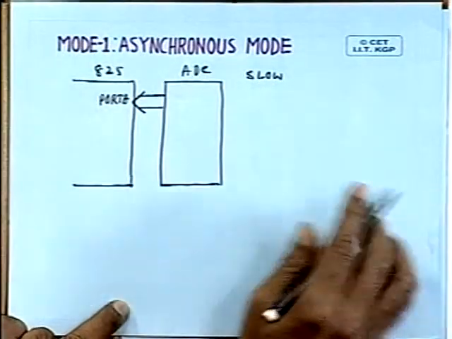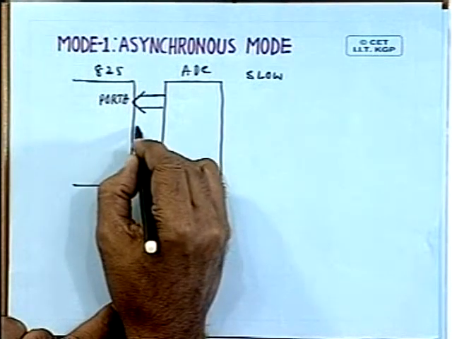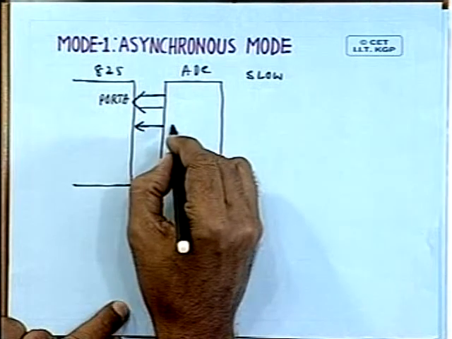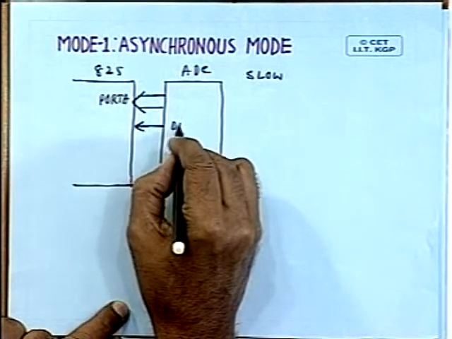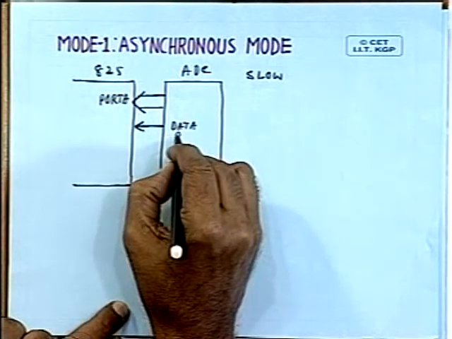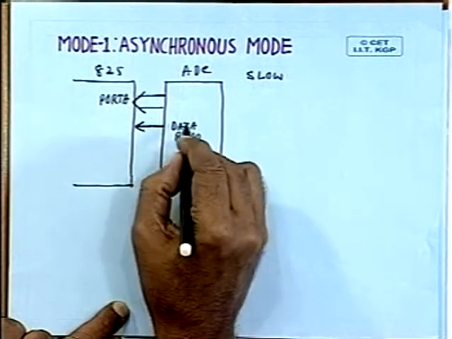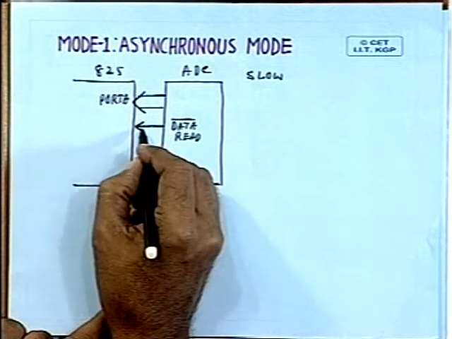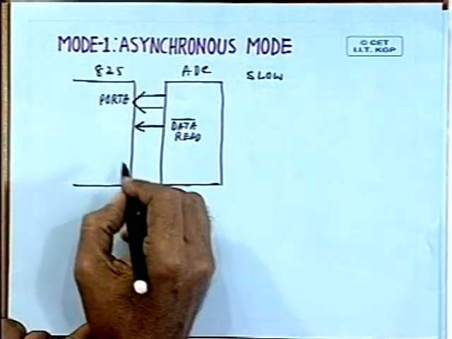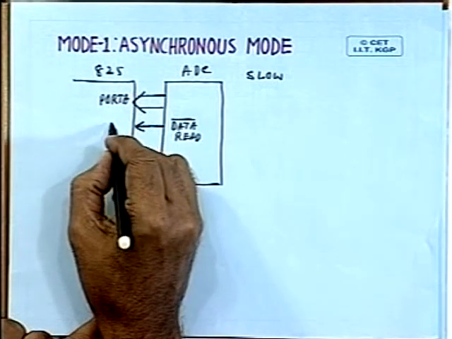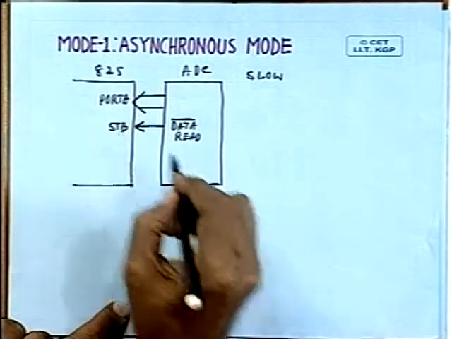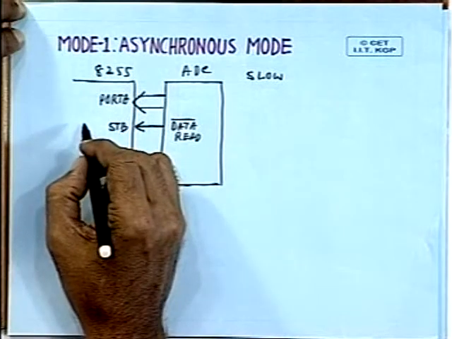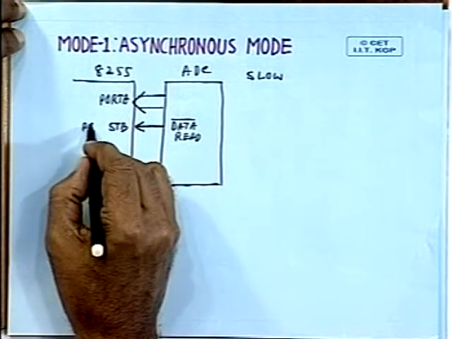And the AD converter has got a strobe or data ready signal, with the help of which it can transfer data whenever the data is ready, and this has to be connected to the strobe input of the 8255, and the corresponding port line is PC4, as you know.